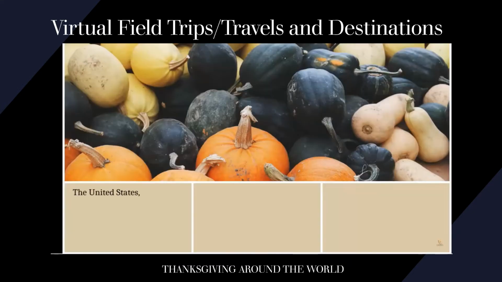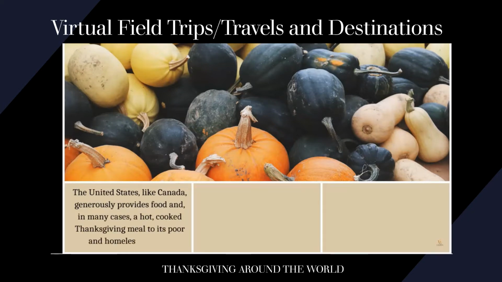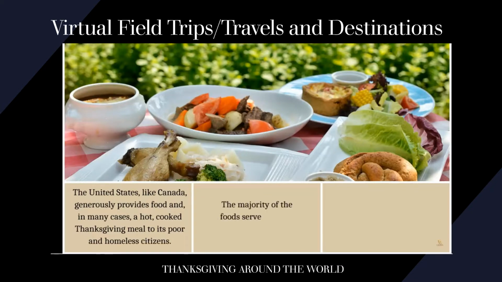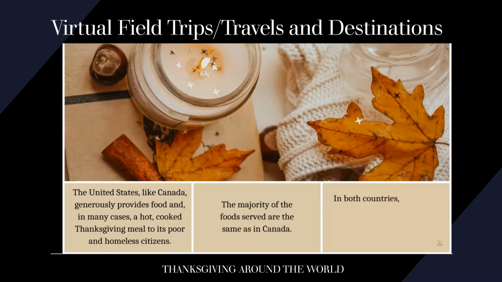The United States, like Canada, generously provides food and, in many cases, a hot, cooked Thanksgiving meal to its poor and homeless citizens. The majority of the foods served are the same as in Canada. In both countries, pumpkin pie is a popular dessert to have after Thanksgiving dinner.